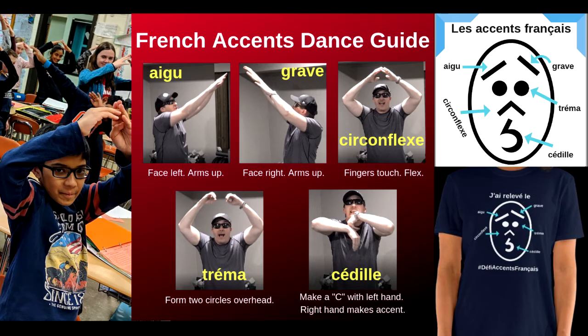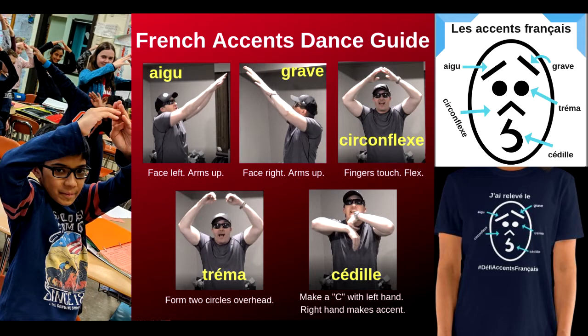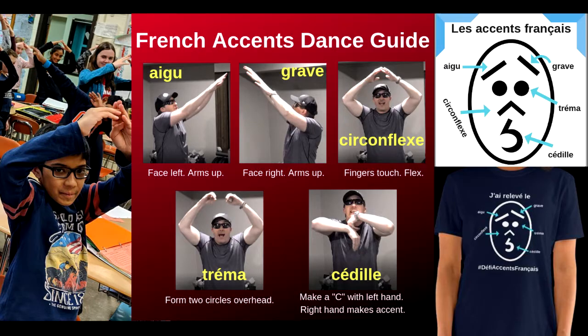This is how it goes. When you go the one way, it's aigu. When you go the other way, it's grave. When you make the little chapeau, it's going to be circonflexe, right? And you can even flex with that one.